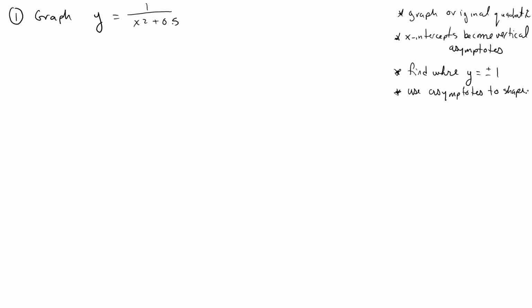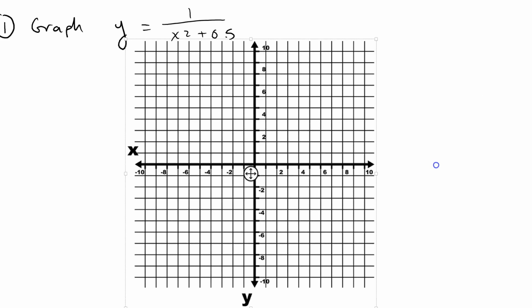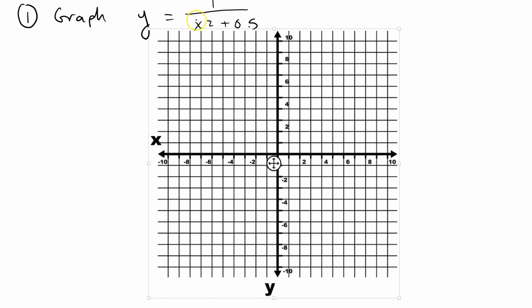So first things first, what I want to do is graph the equation of x squared plus 0.5. So I'm just going to paste in my little graph here. First, I'm going to graph the original equation. I know that I have a vertex at 0 and 0.5. So I'm just going to draw this one in red just so that we can see, at 0 and 0.5.